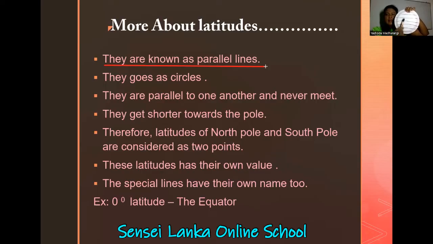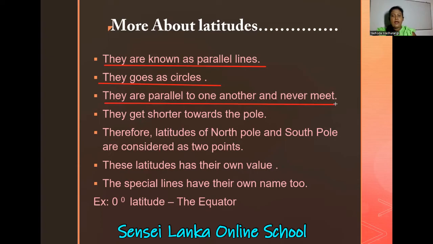They are parallel to each other. Then they go as circles. If this is the model globe, they are going around the world. They are going as a circle. Can you understand? They are parallel. They are going as circles. They are parallel to one another.